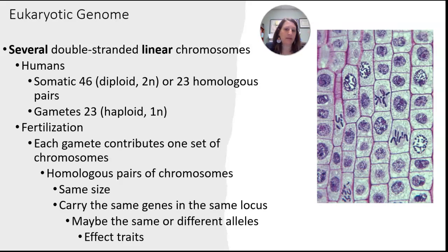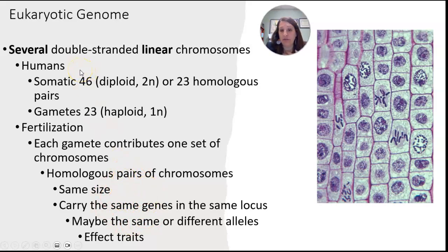Say chromosome 1 carries the gene for eye color. Mom may have given you the allele that codes for brown eyes, and dad may have given you the allele that codes for blue eyes. Or maybe both gave you the allele that codes for brown eyes. We'll talk more about this when we get into meiosis.